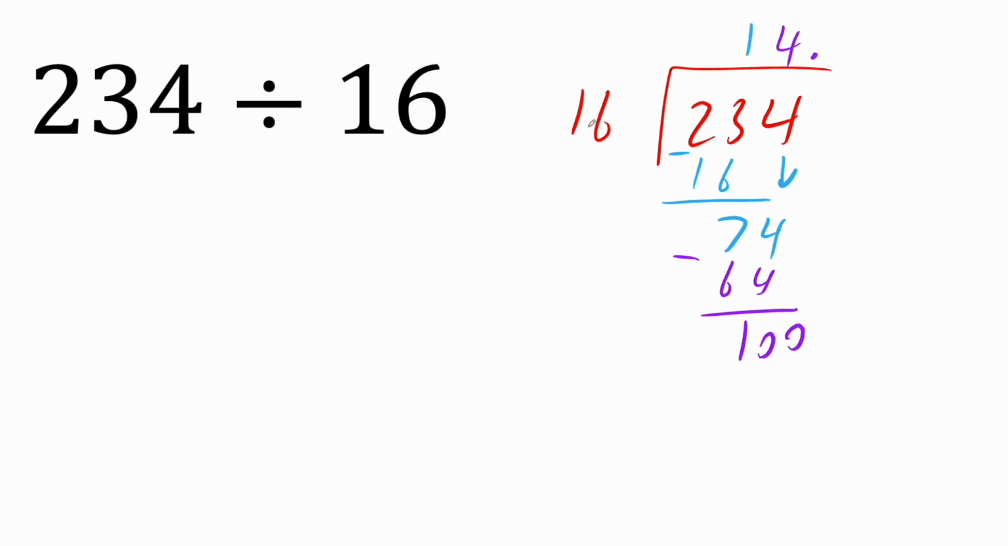And next we think, how many times does 16 go into 100? It's going to be 6 because 16 times 6 is 96. And so when you subtract it, 100 minus 96, you get 4. And so we add a 0.